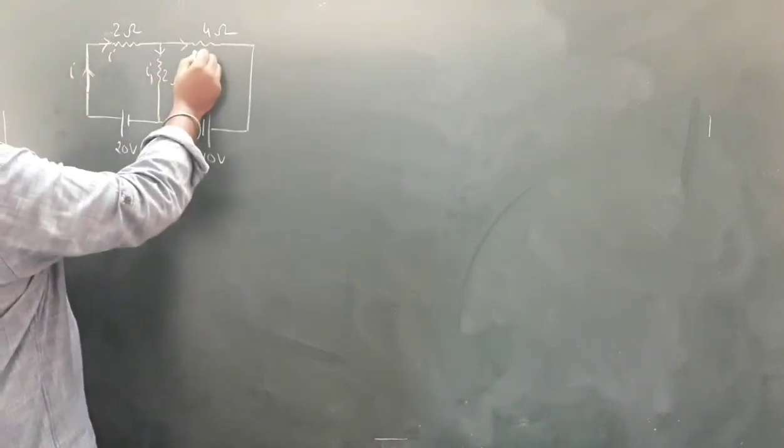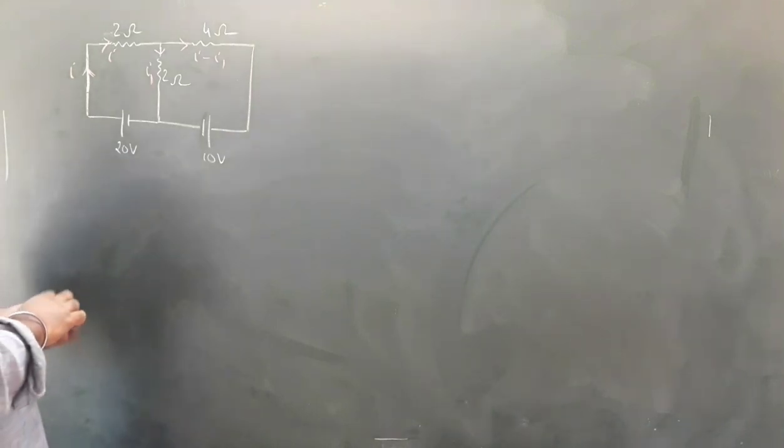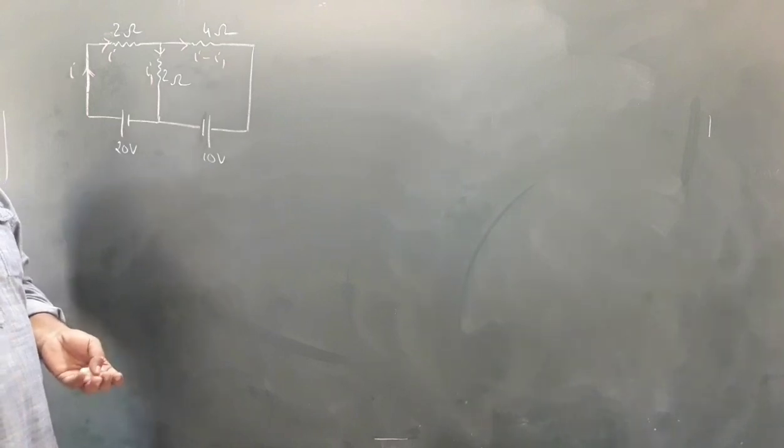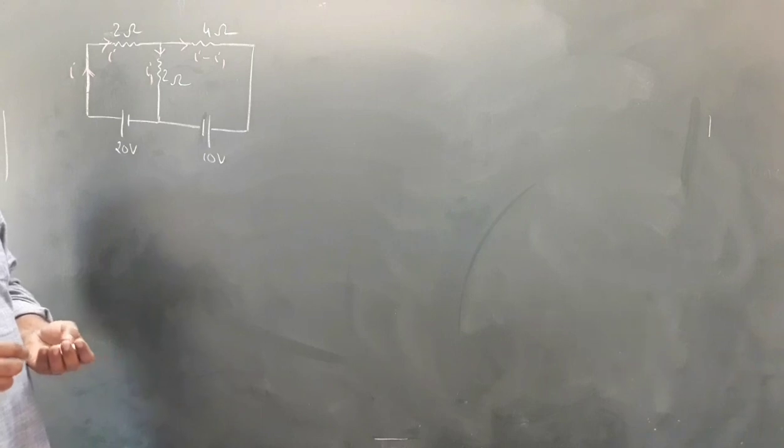So the current through the 4 ohm will be I minus I1. Okay, so now I have two unknowns, I and I1. Two unknowns means I need to have two equations. Two equations means I need to take two loops.